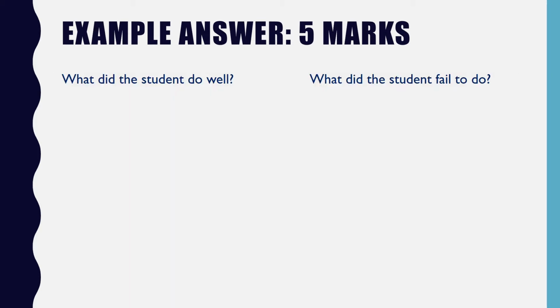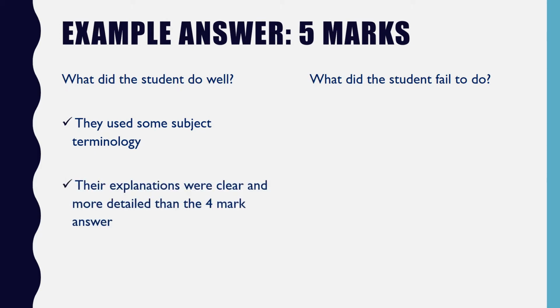So, let's recap the 5-mark response. What did the student do well? Firstly, they used some subject terminology. Secondly, their explanations were clear and more detailed than the 4-mark answer. Thirdly, they used clear, relevant quotes as evidence.